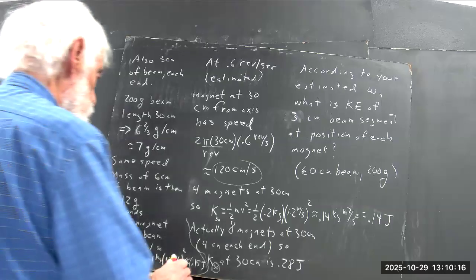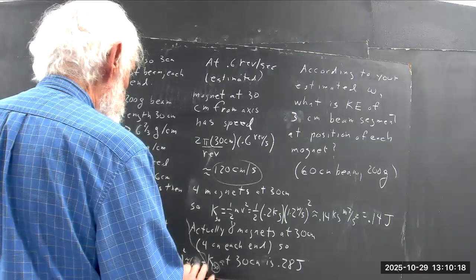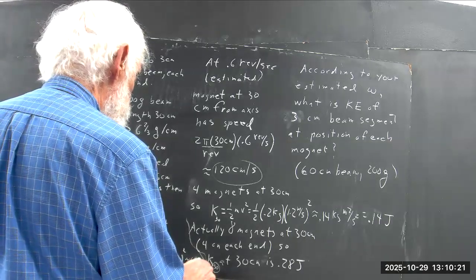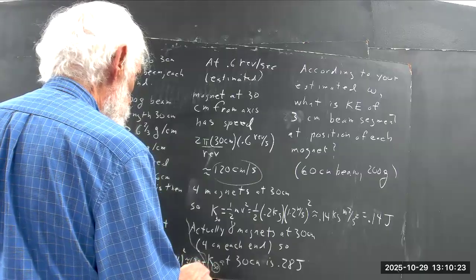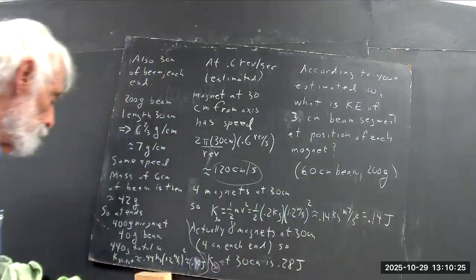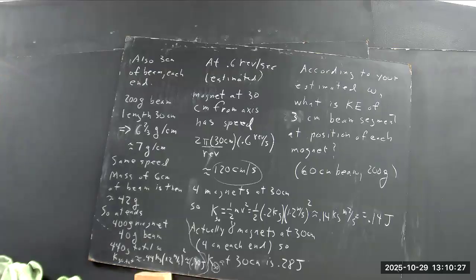Sorry, about 0.30 joules. The key here is that 0.15 is based on this. What is... and that doesn't work. Did I do something wrong up there? Oh yeah, you have the 1/2.